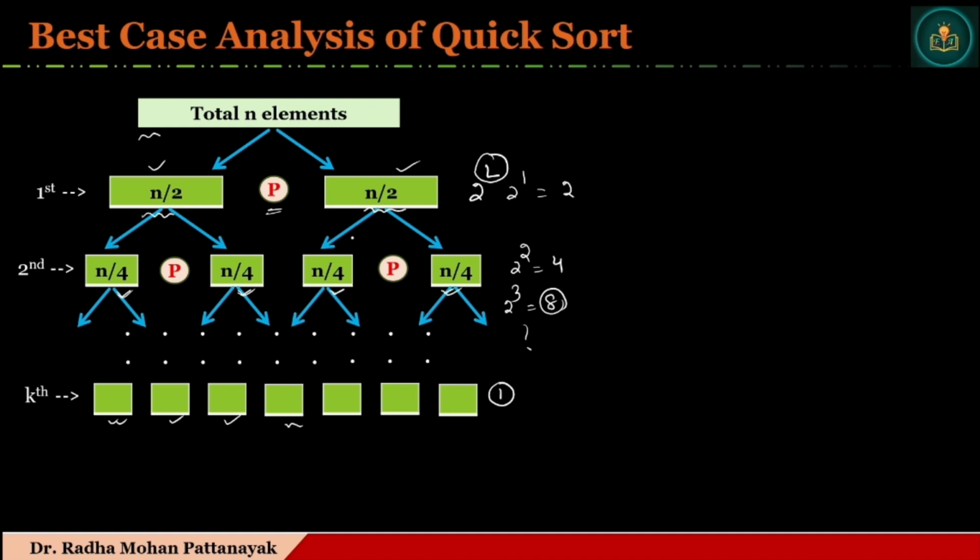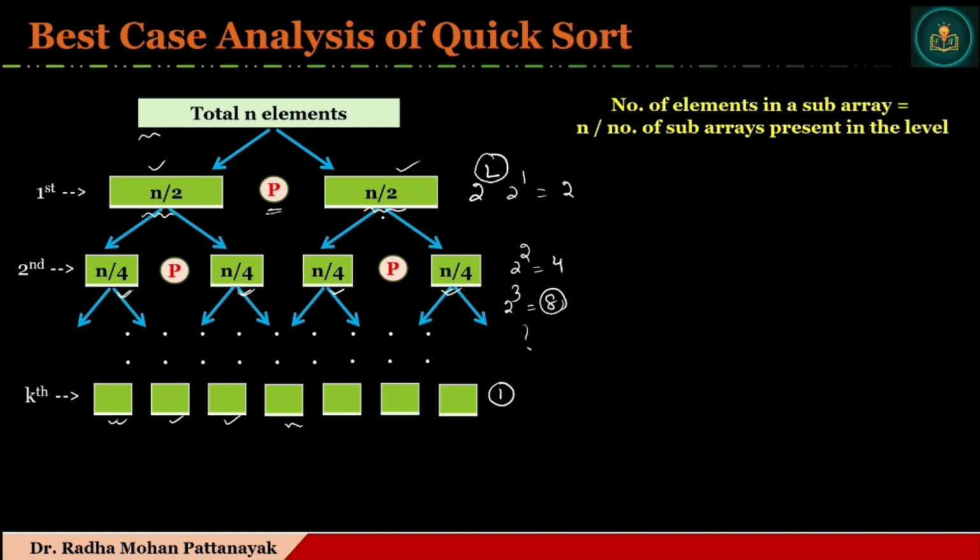As per the rule, the number of elements present in a subarray can be found by using the formula: number of elements in a subarray equals total number of elements divided by number of subarrays present in that level. For example, we will find it in the first level. In the first level, the total number of elements is n divided by the total number of subarrays present. How many subarrays are present in that level? That is 2. So we can write n divided by 2. Clear? See here, every subarray contains n divided by 2 elements.